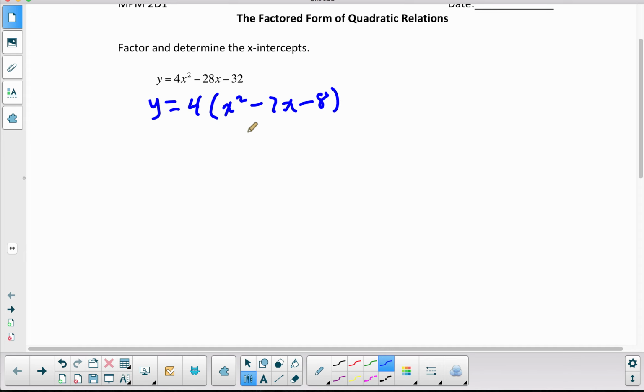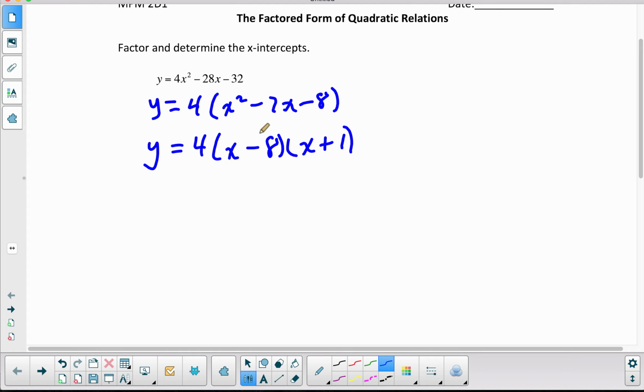Okay, now we notice we have this simple trinomial inside the brackets. And so we look for two numbers that multiply to get -8 and also add up to -7. And those two numbers are -8 and 1. Okay, now this relation is in factored form.